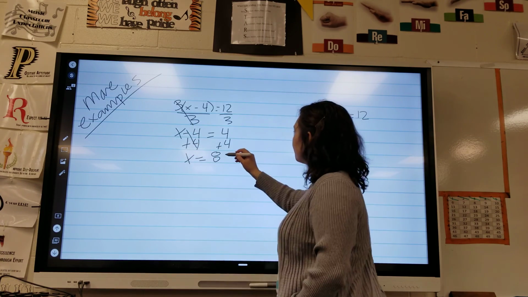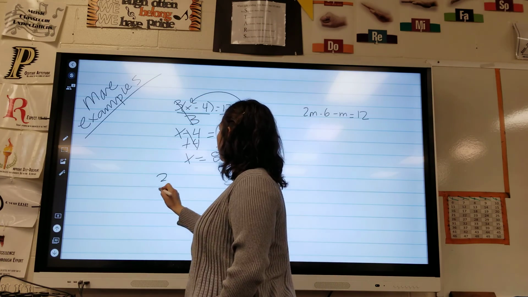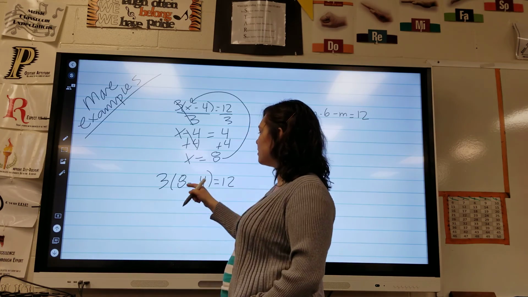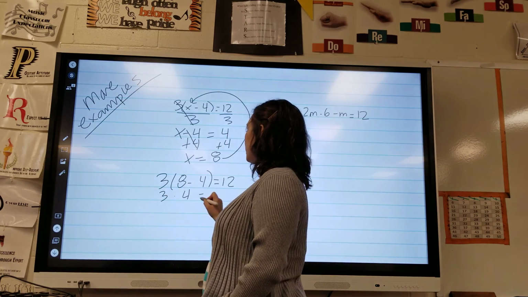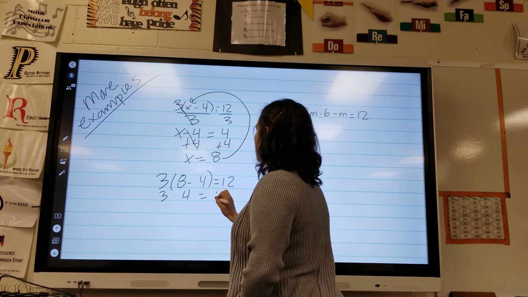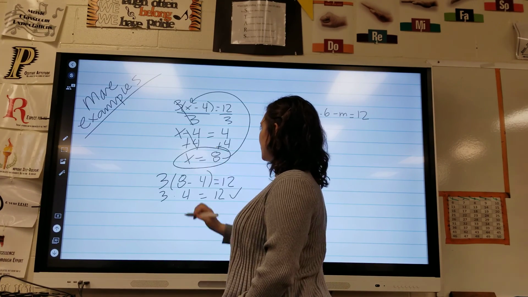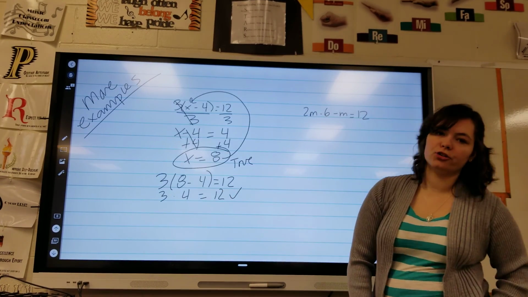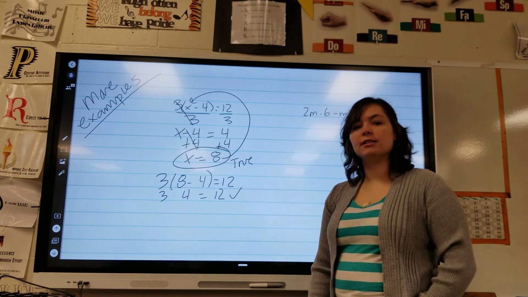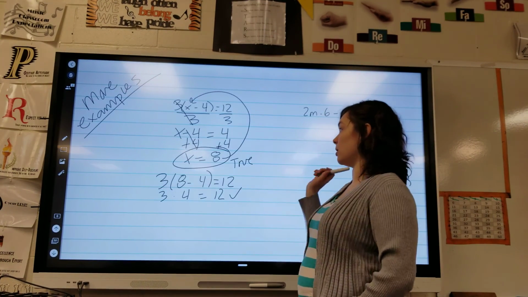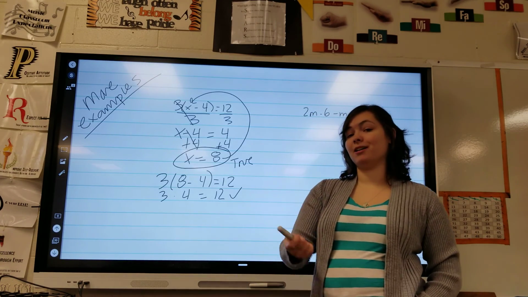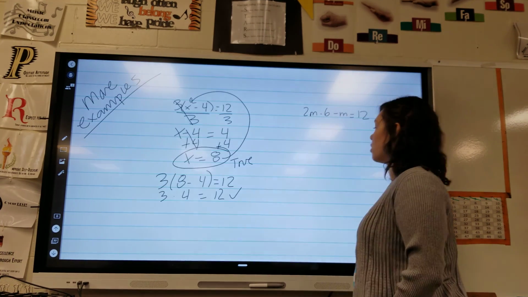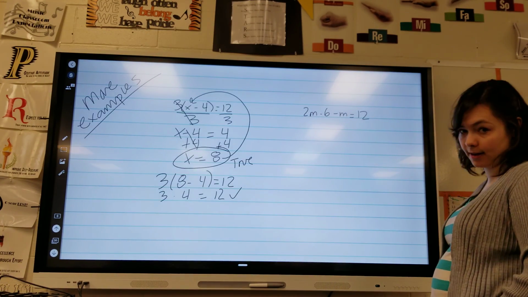Double check my answer. Plug in 8 right here. 3 times the quantity 8 minus 4 equals 12. Well, I know 8 minus 4 is 4, and I know 3 times 4 is 12. Therefore, it checks out. My answer is 8. I can write true. This is exactly how you're going to do your homework, folks. Show your work. Don't get sloppy or lazy. You might have combined something that you're not supposed to combine. You might be able to check your answers and fix your problems before I even get to see it. So make sure you show that work and show the check.